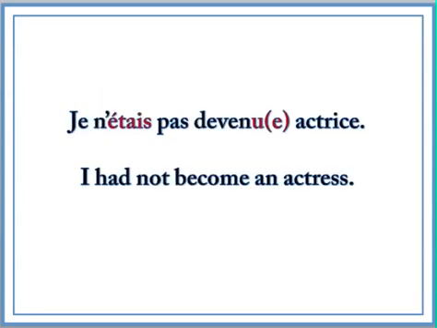Okay, here are some examples using negation. Je n'étais pas devenue actrice. And there, actually, I shouldn't have the E in parentheses, should I? I just noticed that. Because actrice is a feminine word, which would indicate that je is feminine. D'accord? So just imagine that those parentheses aren't around the E. I had not become an actress.